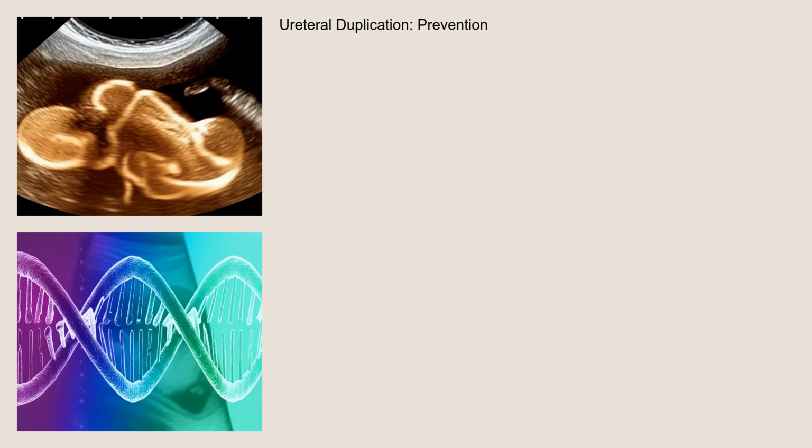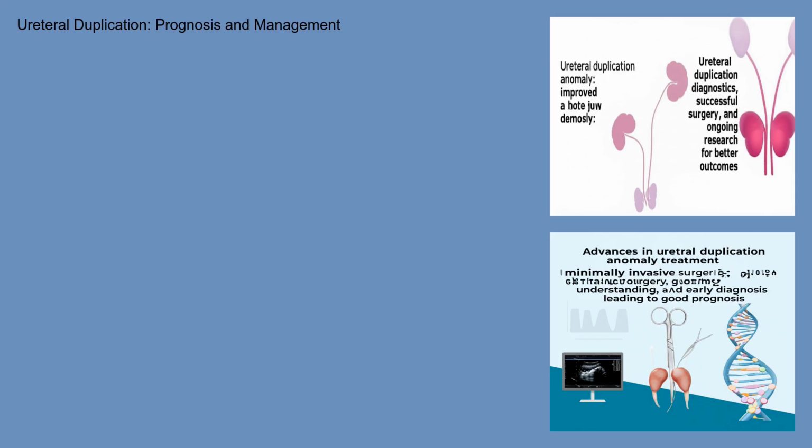Unfortunately, there is no known way to prevent ureteral duplication, as it is a congenital anomaly that occurs during fetal development. Prenatal ultrasounds can sometimes detect the condition, but this is not always the case. Genetic counseling may be considered if there is a family history of urinary tract abnormalities, although the genetic basis of ureteral duplication is not fully understood. The prognosis for individuals with ureteral duplication is generally good, especially when diagnosed early and managed appropriately. Many individuals remain asymptomatic and require no treatment.